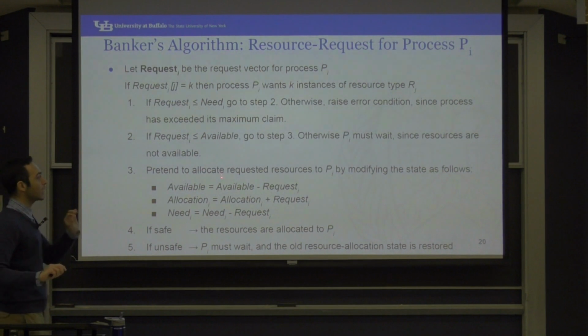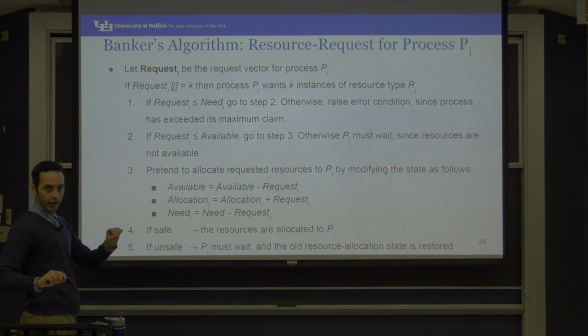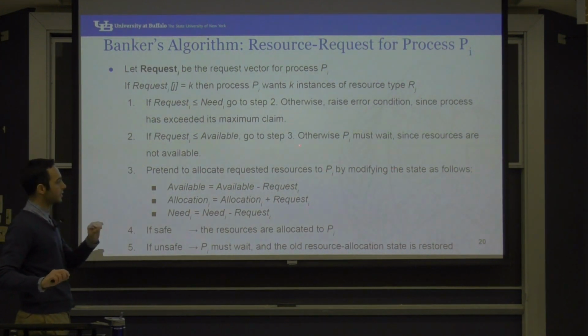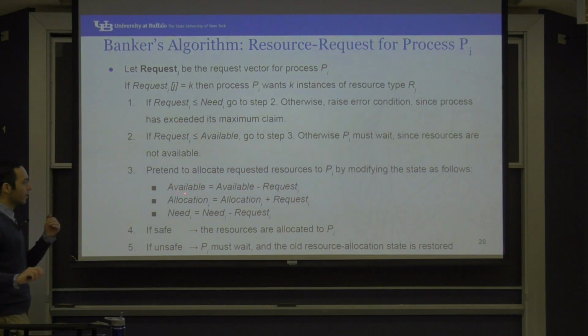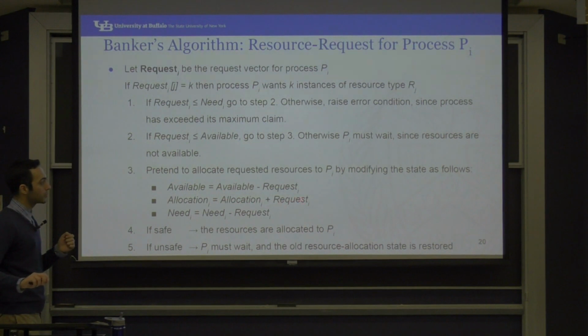So, pretend to allocate requested resources to PI by modifying the state like this. The available will be less, exactly by the request. The allocation of that process will be increased by the request, and their need also is decremented. Again, we assume that we have allocated. Now, we run the previous algorithm again. Are we still in a safe state or not?